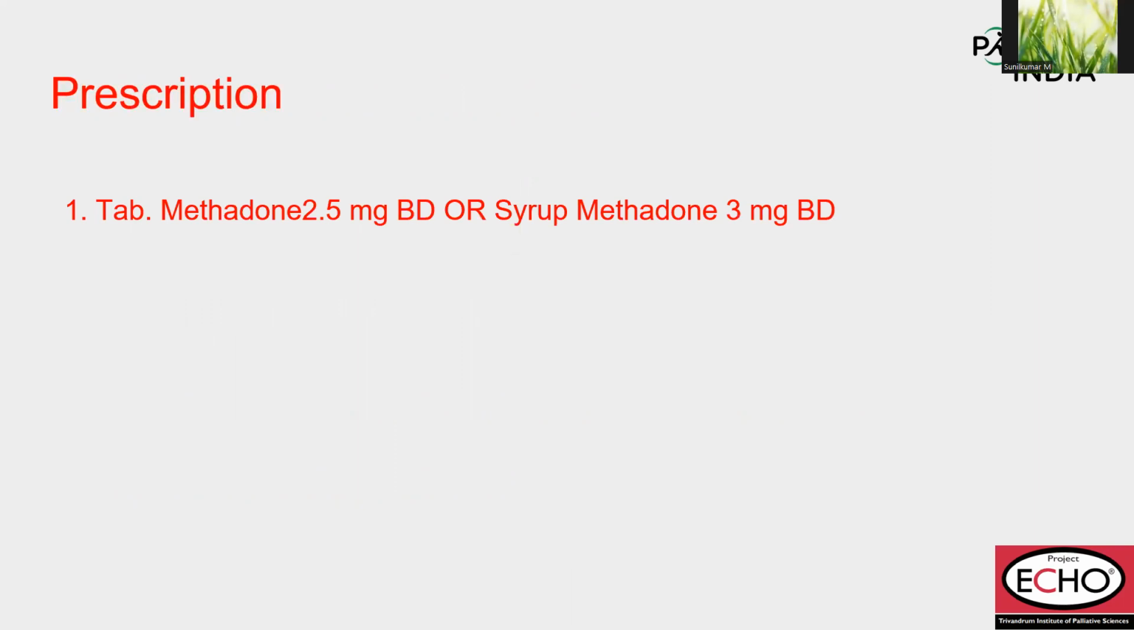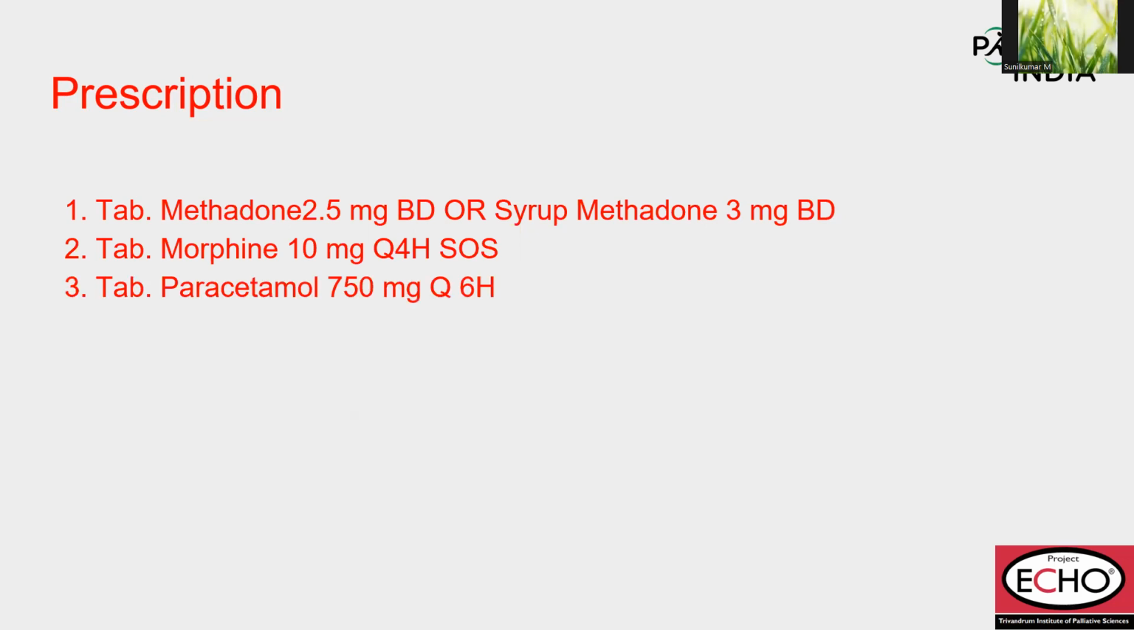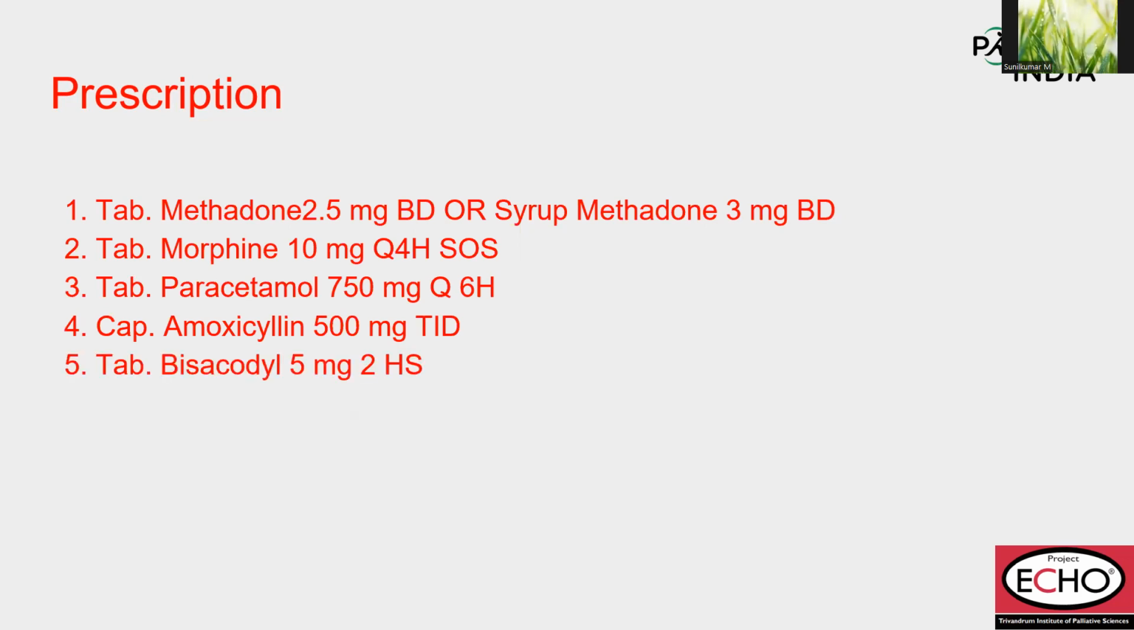So in this patient, we also had some concern with other medication. So you calculated the dose of methadone 2.5 milligram BD or syrup 3 milligram BD with morphine 10 milligram 4-hourly SOS basis. Then paracetamol was continued, and instead of ciprofloxacin, amoxicillin was added, which doesn't have interaction with methadone. And patient was also put on bisoprolol. Actually, this patient didn't have any depression, so we didn't give citalopram for this patient.